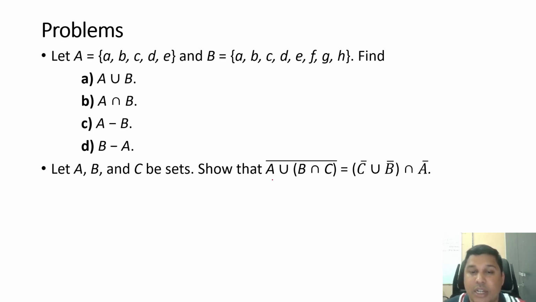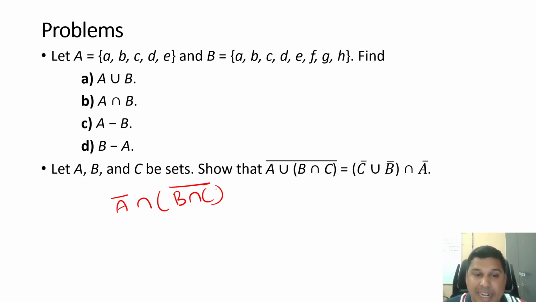Let's try to solve this. So apply De Morgan's law on this. It simply looks like (A union B) whole bar. So let's apply our formula. It becomes, so apply complement on A. It becomes A complement. Union becomes intersection. Then it becomes (B intersection C) whole complement.